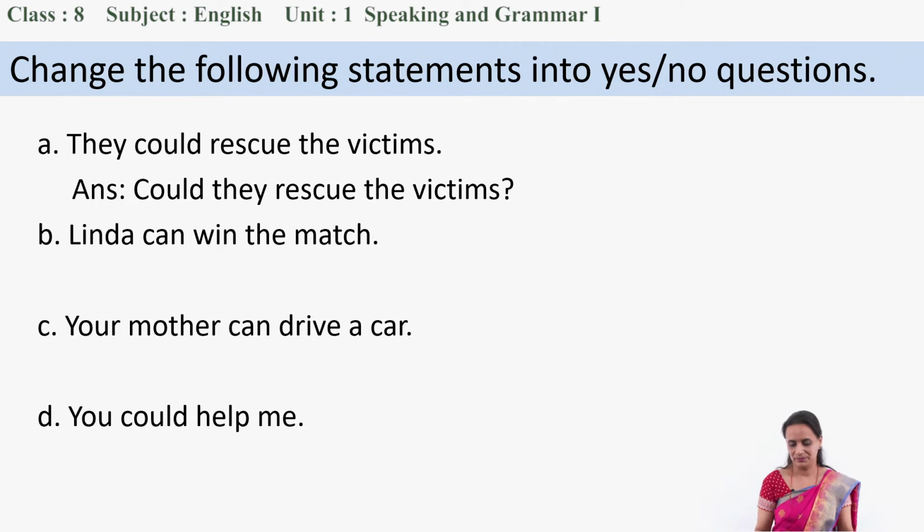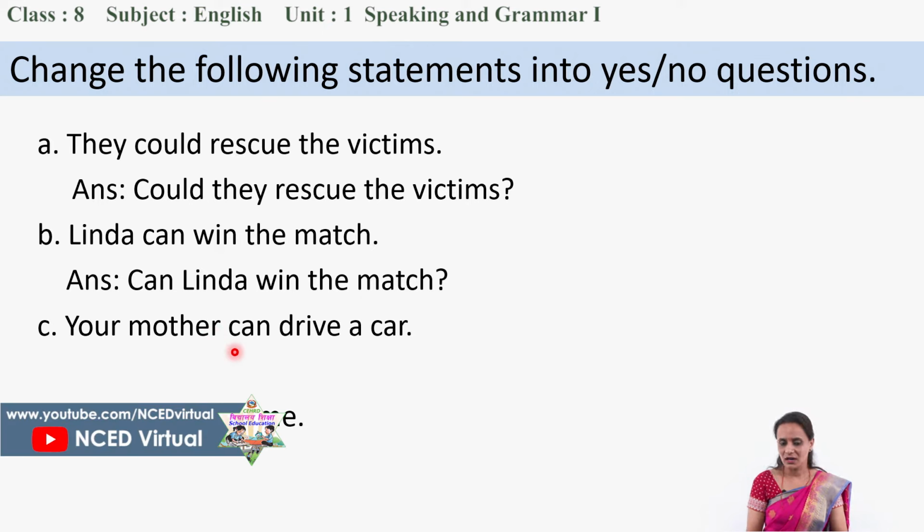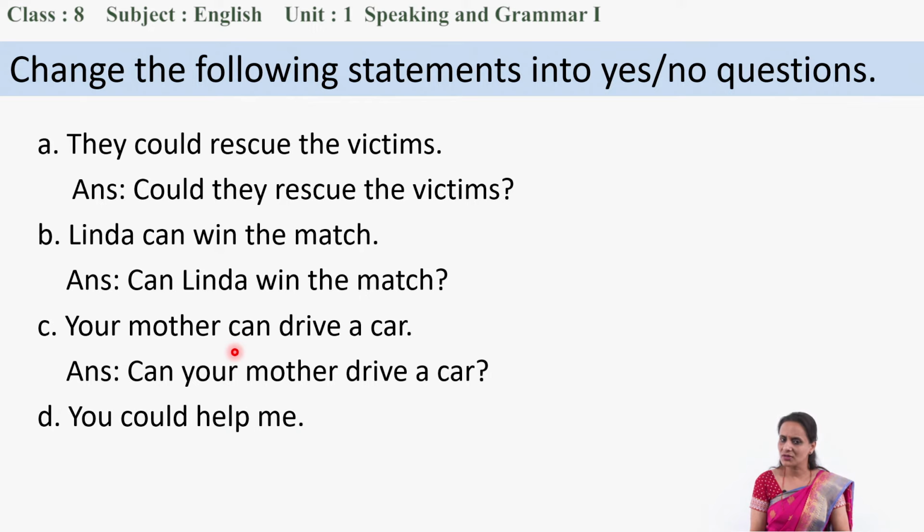Let's do others also. And the second one is Linda can win the match. We have to do it in the same way, okay, as you did it in number A. Let's start it. Can Linda win the match? You can see can as modal verb, Linda as subject, and win as verb. Okay, good. Now the next one, your mother can drive a car. Can your mother drive a car? Another, you could help me. Could you help me? Okay, let's do more.